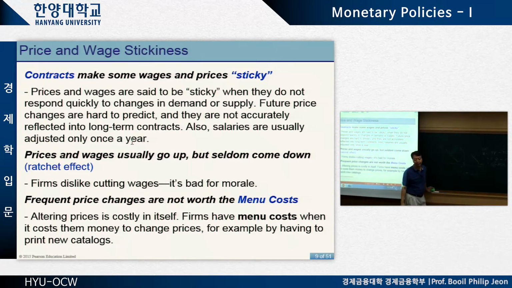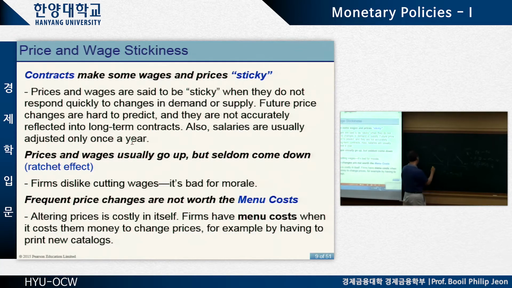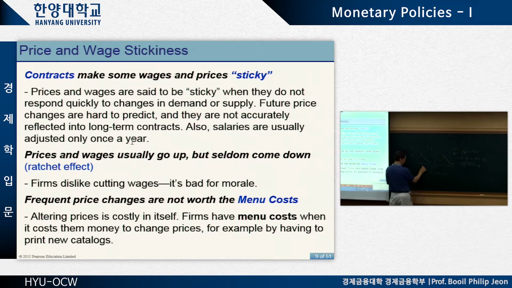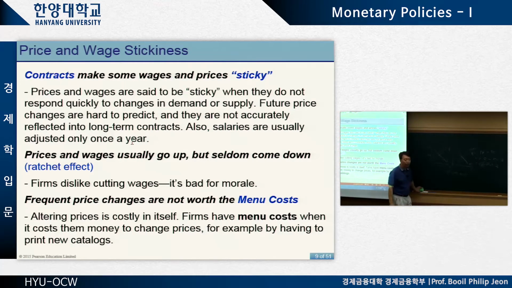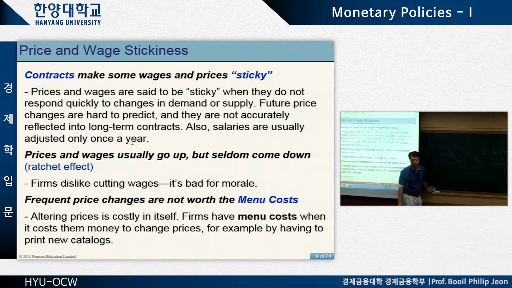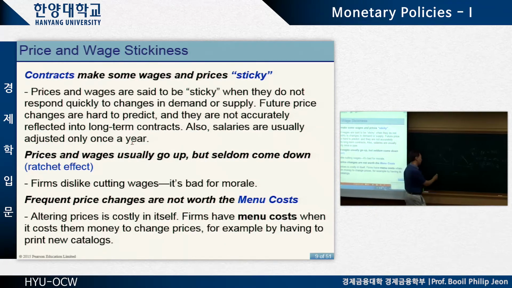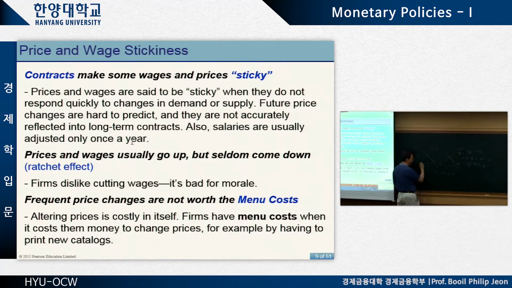Why? Because right now we have this equilibrium level of the amount of labor or employment, and say this is the initial wage level. But now workers demand higher wages. That means in order to supply the same amount of labor, they would require higher wage.